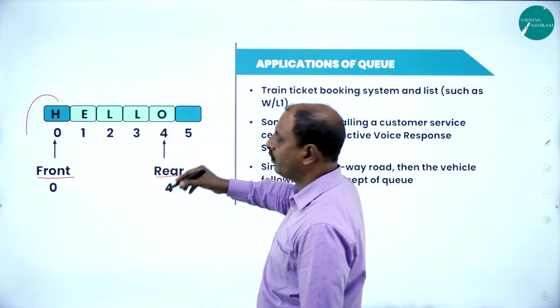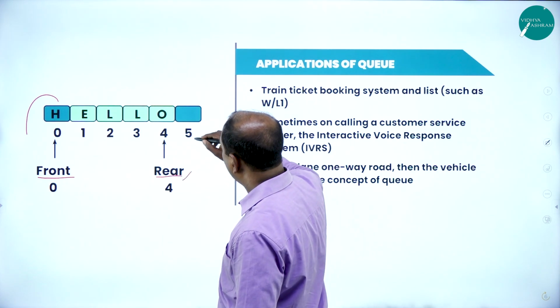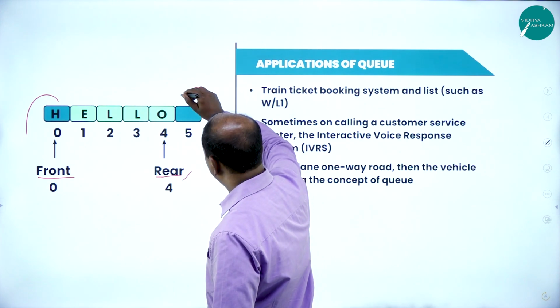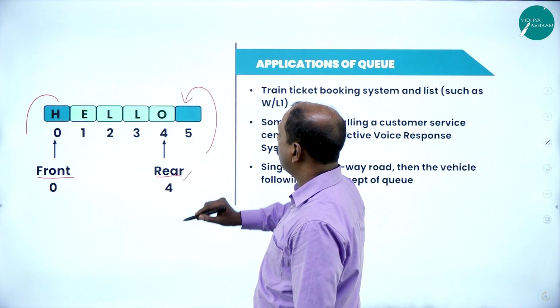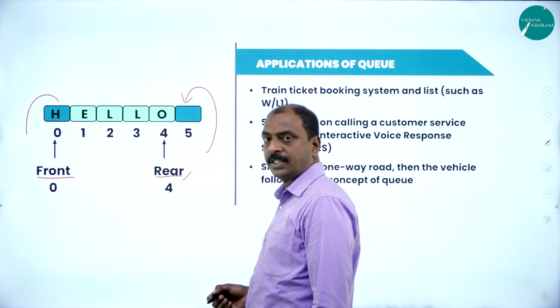And if I want to add one more element, the rear is the pointer, so I can add one more element at this pointer. It is called the rear pointer. So this is the example for data structure queue.